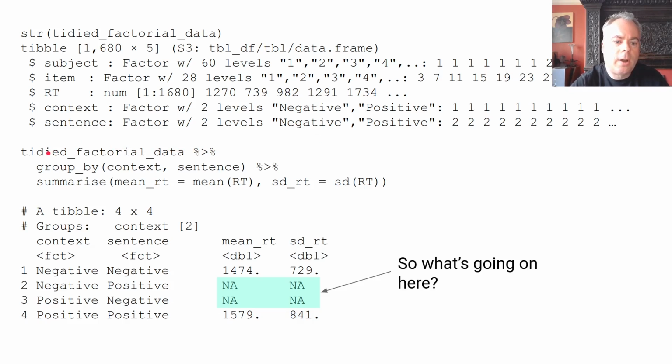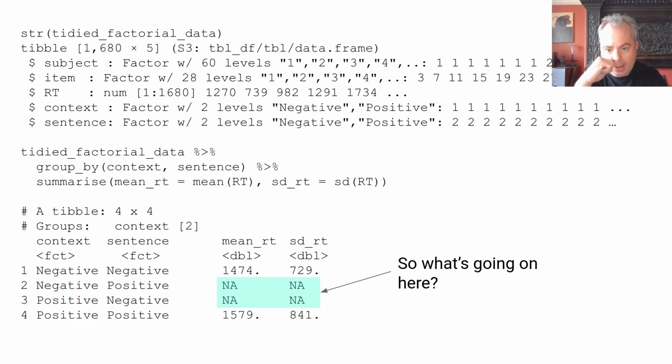So we're taking our data frame, tidied factorial data, and then we're going to group it by context and sentence, i.e. our two experimental factors. And then we're going to ask for summary statistics, such as the mean reaction time and the standard deviation of the reaction time. So just very basic descriptive statistics.